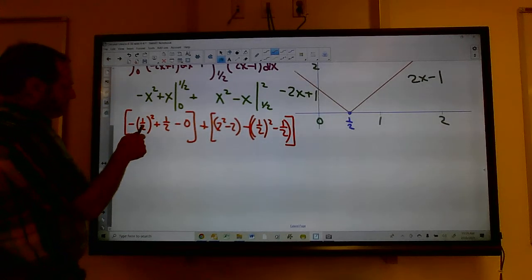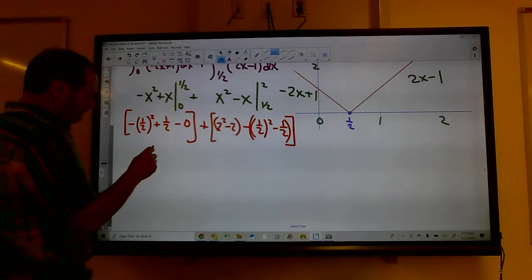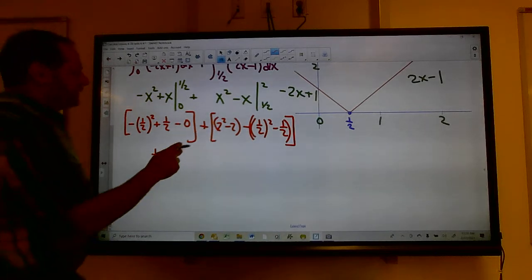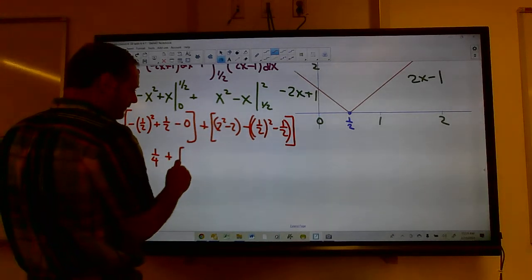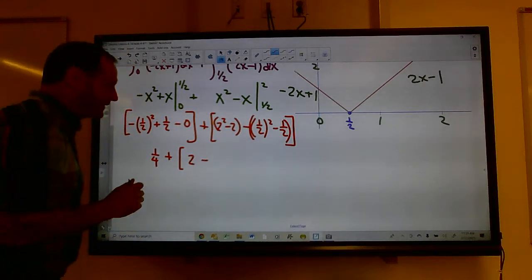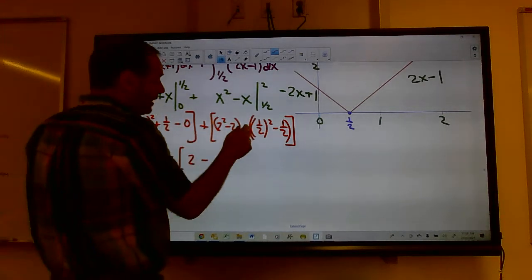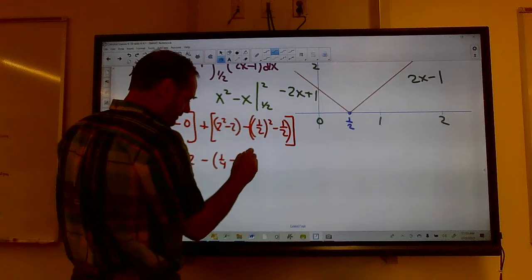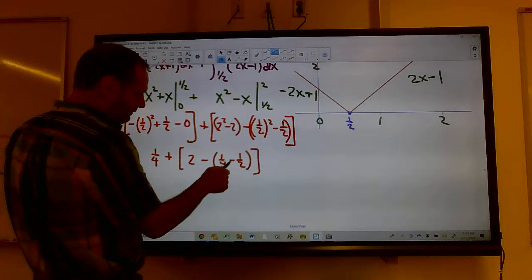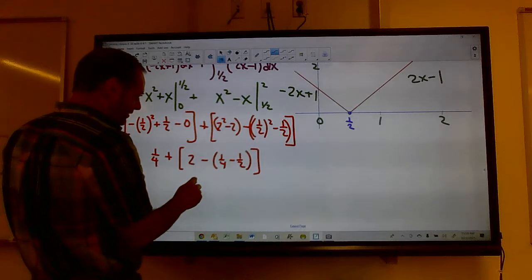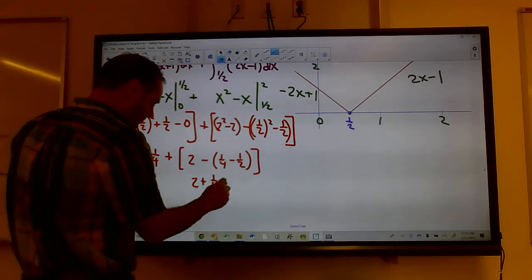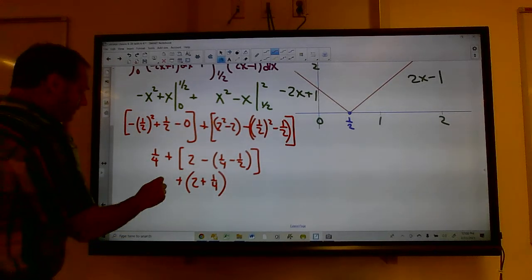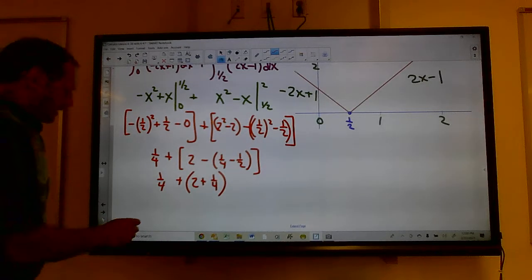So this is going to be negative 1/4 plus 1/2, which is positive 1/4, plus, so 2 squared is 4, minus 2 is 2, minus, that's going to be 1/4 minus 1/2. This is going to be negative 1/4, but this is going to cancel that out, so it's going to be 2 plus 1/4. Plus 1/4. So this is going to end up being 2.5.